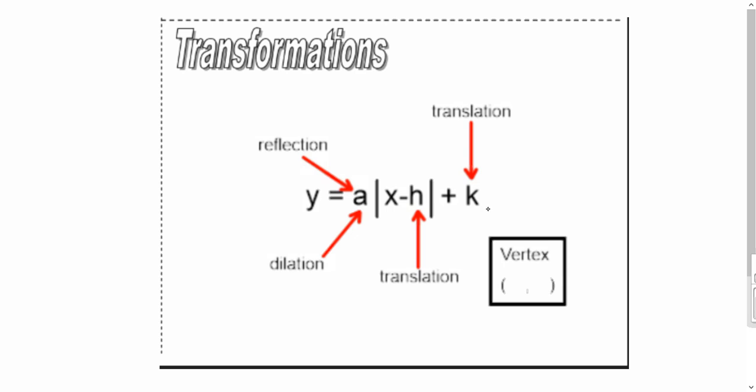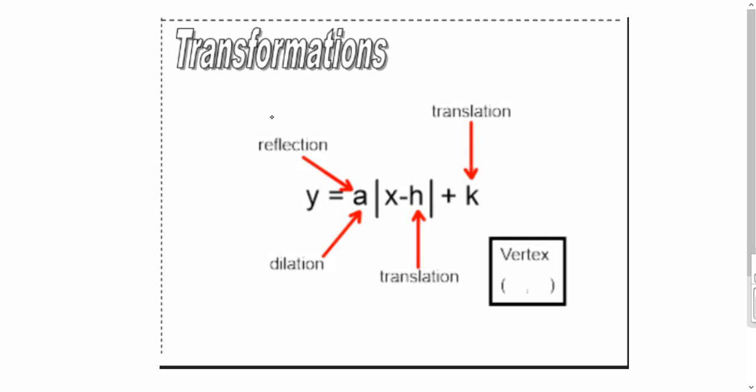All right. When we did square roots and cube roots, it was basically the same thing. Just replace these absolute value bars with a radical, and it's all the same thing. All right. So let's go through the transformations one at a time. A can be a reflection or a dilation. Okay. The reflection is over the x-axis.